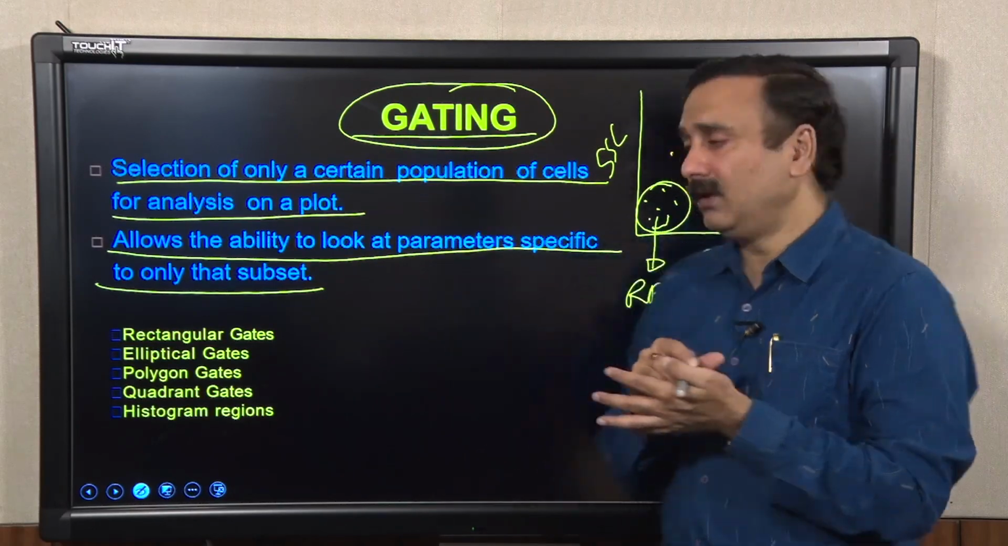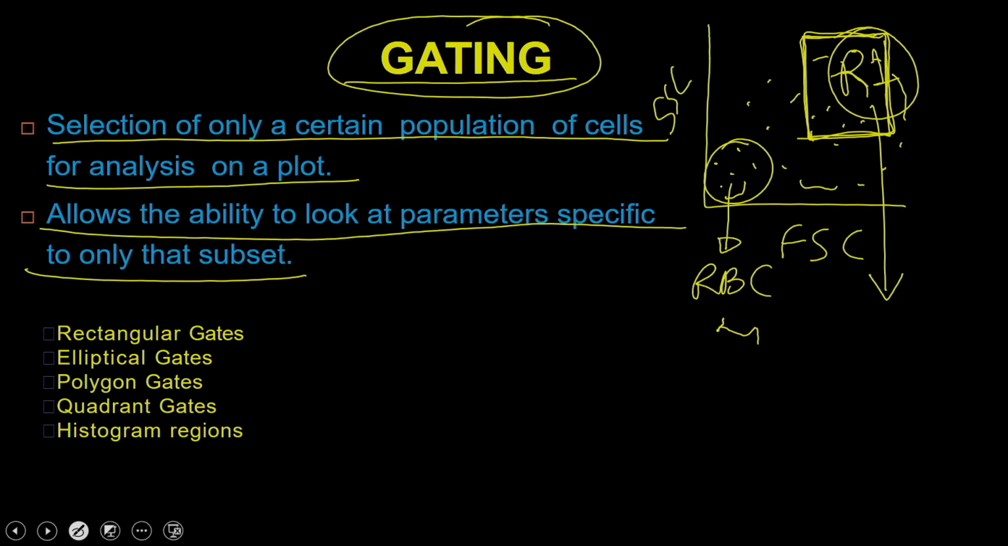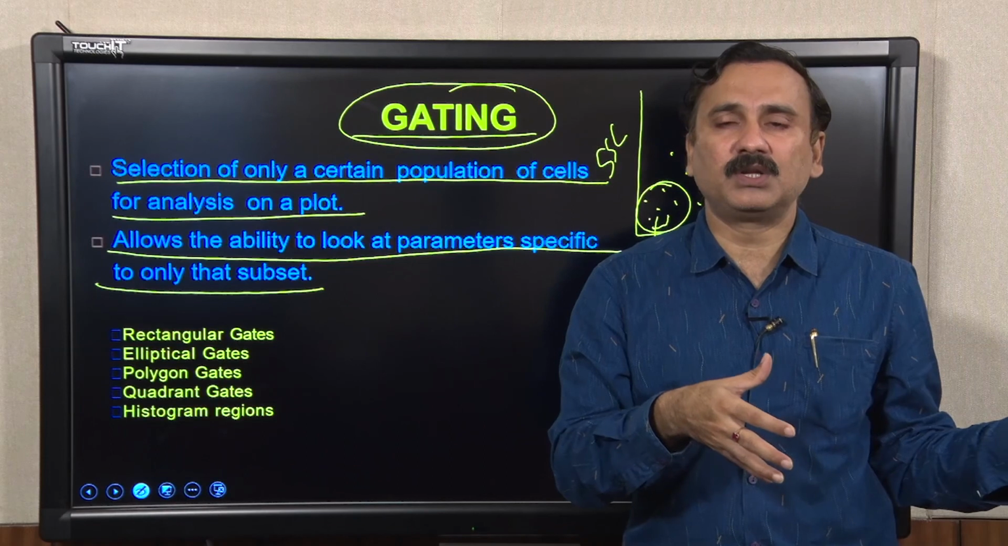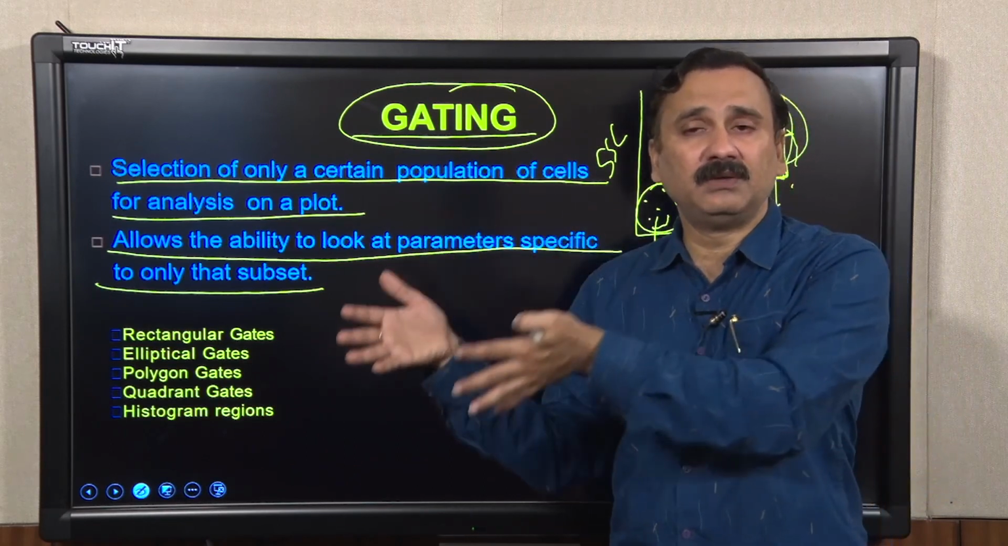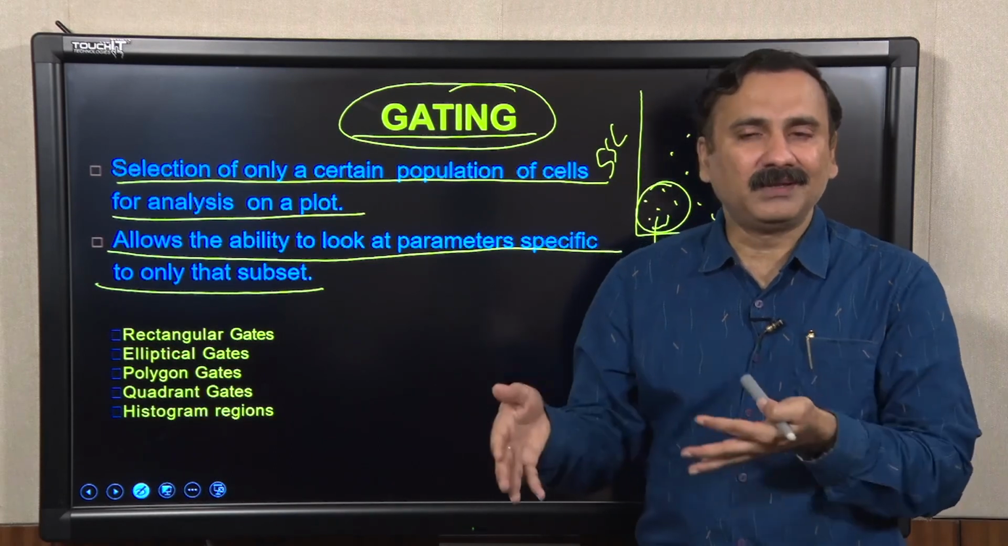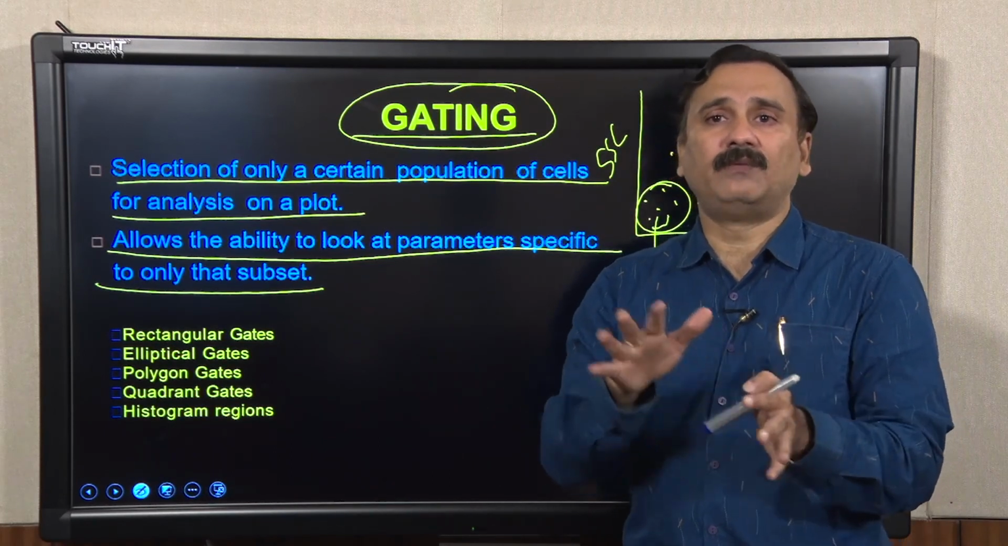Then I will ask it to show me the histogram, for example the FL1 for the R1 gate. It is only going to show me the fluorescence of the R1 counts. It is not going to give me the fluorescence of the whole cell population, because I am not interested in the fluorescence of the RBCs, the leukocytes, or the T cells or B cells. I am only interested in the fluorescence of the monocytes.